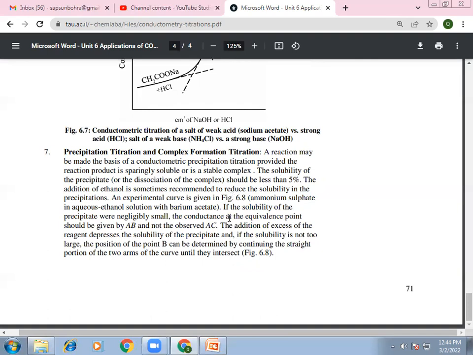So here, if the solubility of the precipitate is negligible, the conductance of the equivalence point should be given by AB and not observed AC. The addition of excess of the reagent depends on the solubility of the precipitate, and if the solubility is not too large, the position of B can be determined by continuing the straight portion of two arms and of the curve until they intersect.